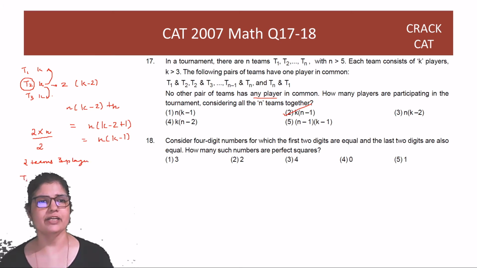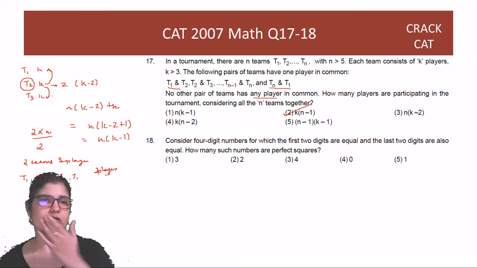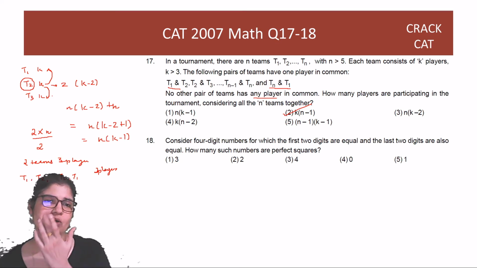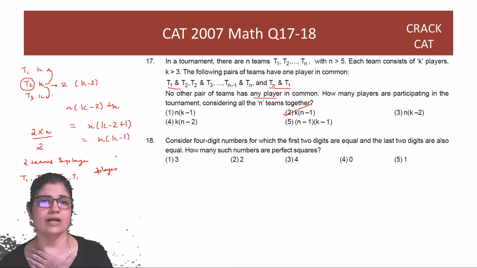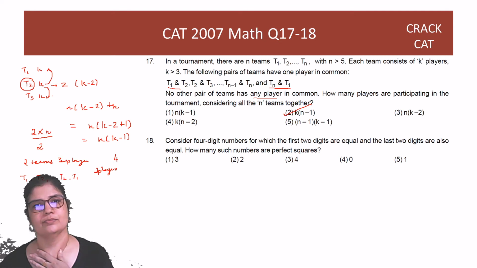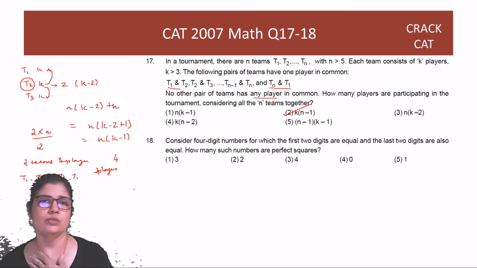So T1 T2 में एक common है, और T2 T1 में भी एक common है, because you know it starts with T1 T2 and ends with T2 Tn and T1. So there are 2 players common, correct, between the two teams, right? And then you have one extra player in each, so the answer is 4. When you have 3 players and 2 teams, the answer is 4.